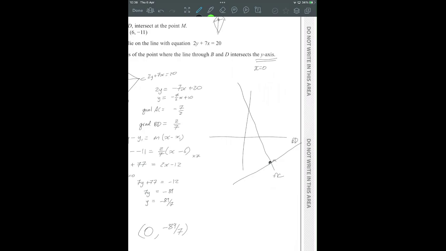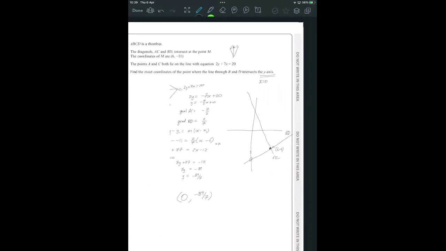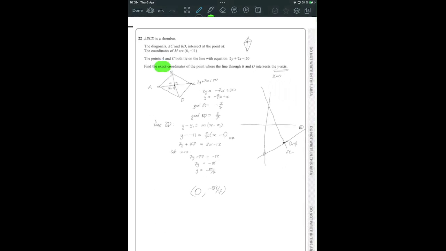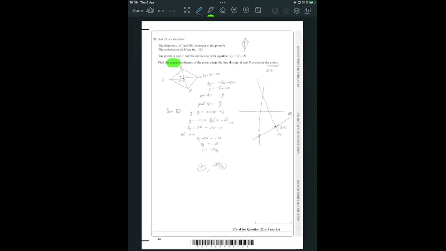I've just turned my pen off by accident. And now it does make sense that this is quite a large negative value. It certainly has to be lower than M, and M had a height of negative 11, so it had to be lower than that. So negative 12 and a bit does seem quite reasonable. It also has a very shallow gradient, so we're not expecting it to change too much. So now I'm completely convinced that this looks like the right answer, and I'll move on happily.